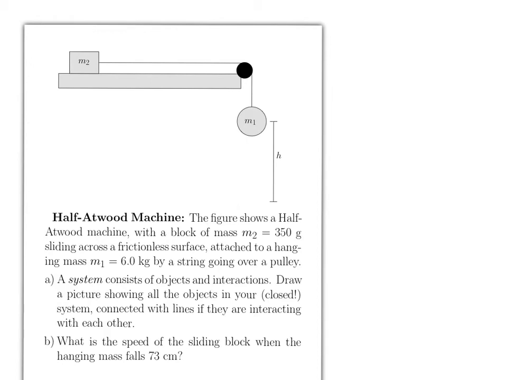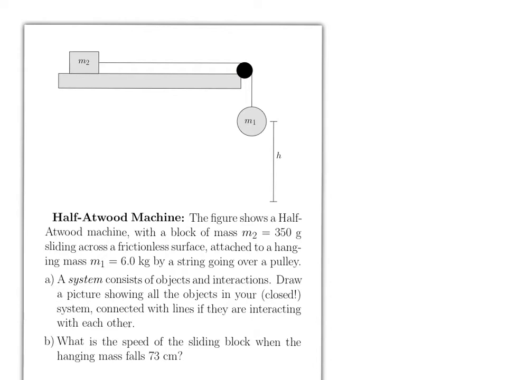Hey guys, in this video I'm going to do a solution to the half-Atwood machine whiteboard that we did in class last time. So recall that the half-Atwood machine is a hanging mass right here, a sliding mass right here, a pulley, and they're connected by a string.